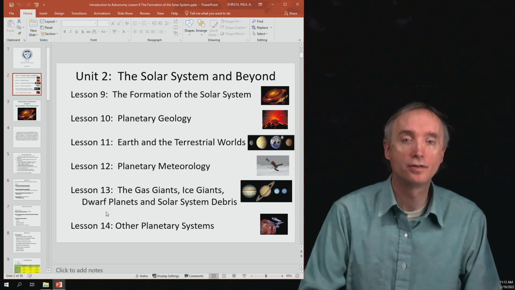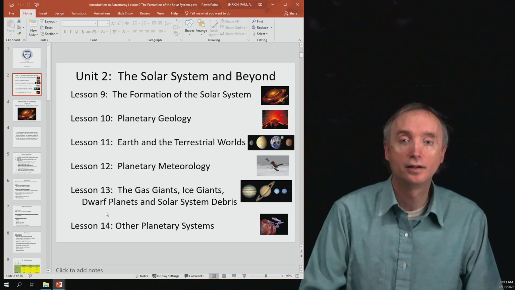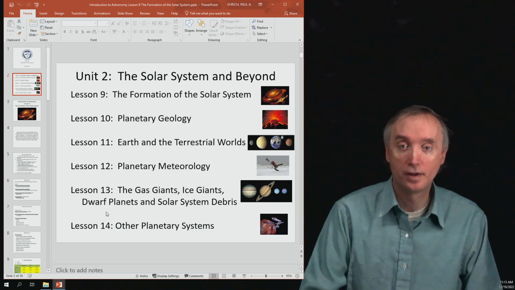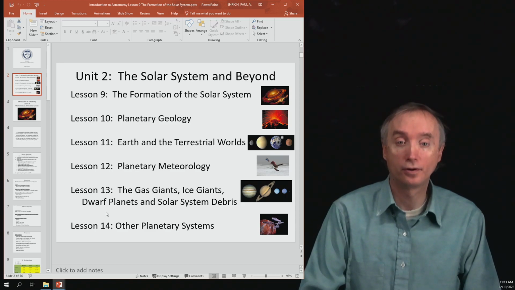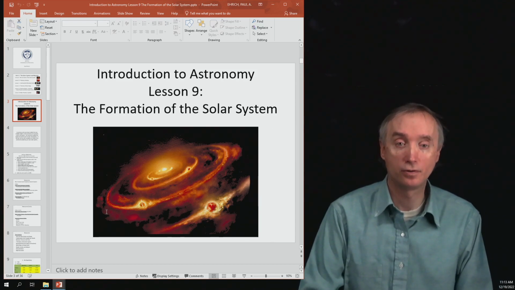So lesson 9 was on the formation of the solar system. Lesson 10 was on planetary geology. Lesson 11 was on the Earth and the terrestrial worlds. Lesson 12 was on planetary meteorology. And then lesson 13 was on the gas giants Jupiter and Saturn, the ice giants Uranus and Neptune, and the dwarf planets such as Pluto, and then comets and asteroids. And then lesson number 14 was the hunt for other planets in our galaxy. So let's start off with lesson number 9, the formation of the solar system.